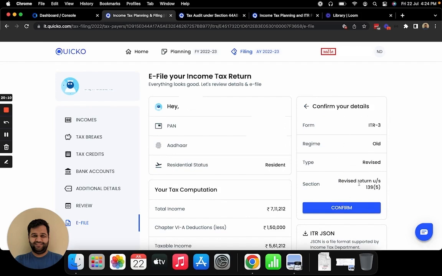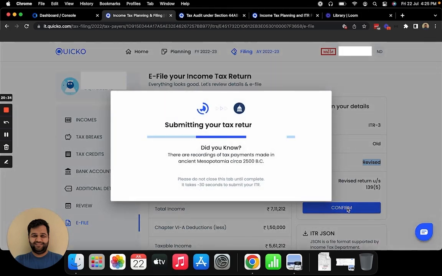It prompts me with the most important information, which ITR form is being filed. Because I have business profession income, it's filing ITR 3. I'm opting for old regime. I am also filing a return for the nth time this assessment year, which is why it's automatically picking up that it's going to be a revised return. So let's go ahead and confirm. And now it's submitting my income tax return to the income tax department.